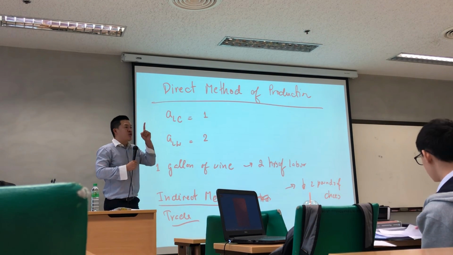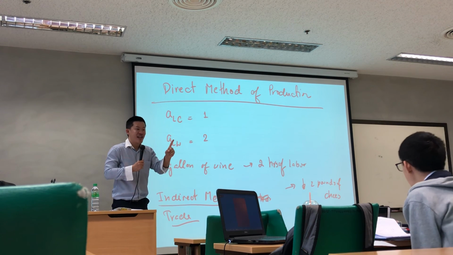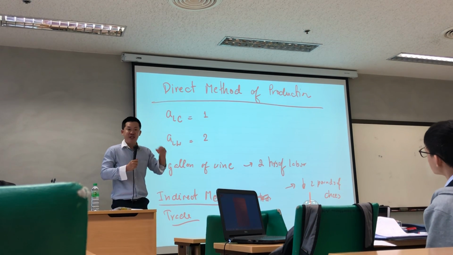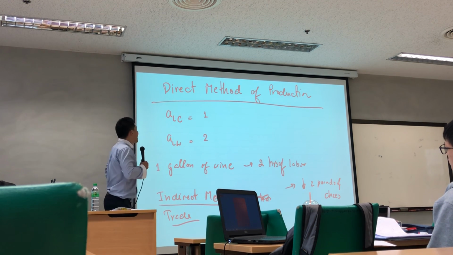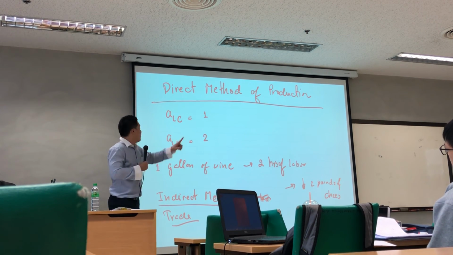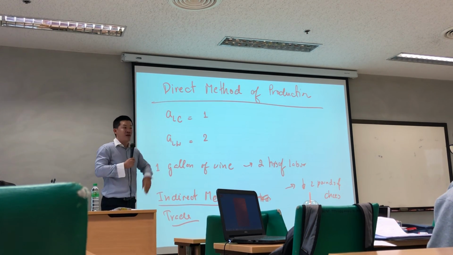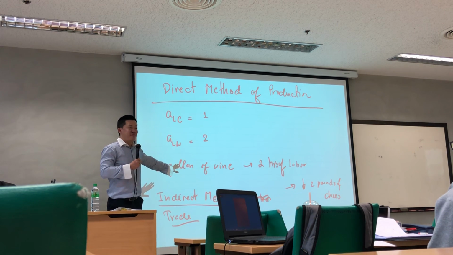Then it means if you want to consume 1 unit of wine, you have to produce 1 unit of cheese, to trade 1 to 1. 1 unit of cheese needs how many hours? Just 1 hour, right? But if you do the direct method, you need 2 hours. That's why the indirect method is better than the direct method.